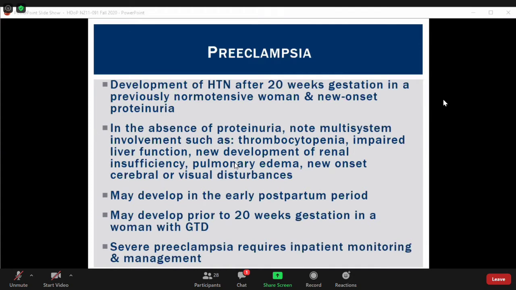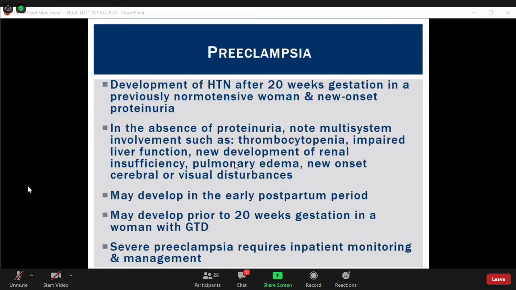As opposed to preeclampsia, you can see by just how much text there is on the slide that preeclampsia is a lot more complex than gestational hypertension. So with preeclampsia, we're talking about development of hypertension after 20 weeks gestation with protein in the urine. That is the typical presentation. You may also see sometimes the patient doesn't have protein in the urine, but they will have multi-system involvement. So they may have thrombocytopenia, they may have impaired liver function, there may be other issues going on.